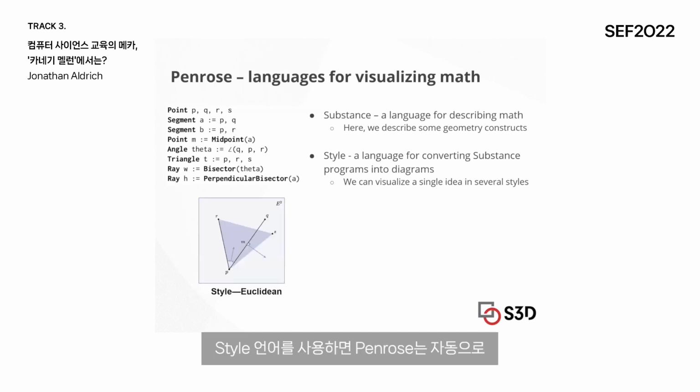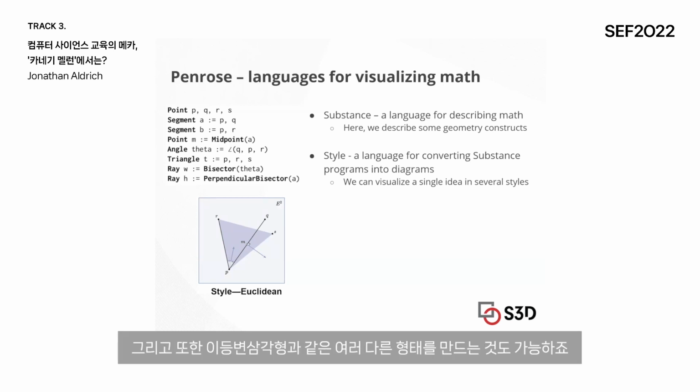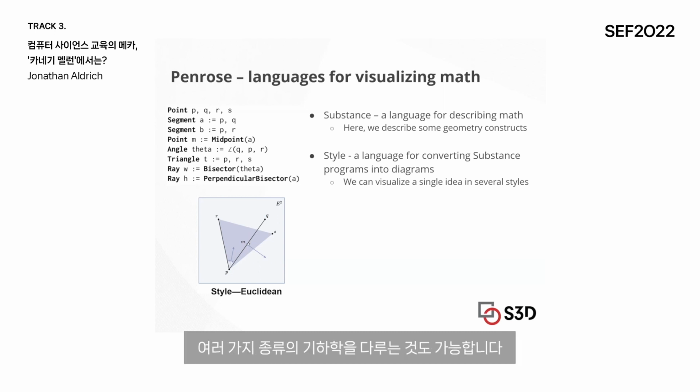And so with the style language, Penrose will then be able to produce automatically a diagram that shows the triangle, the line segments, the angles bisecting things, and so on. And if we want to show several different instances of this with, perhaps an isosceles triangle or different forms, right? But we can also explore different kinds of geometries.